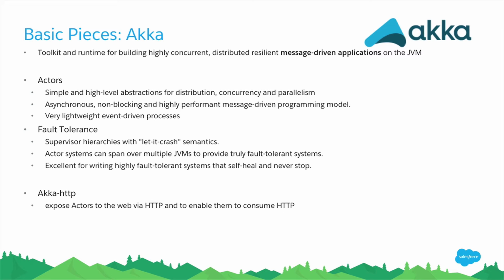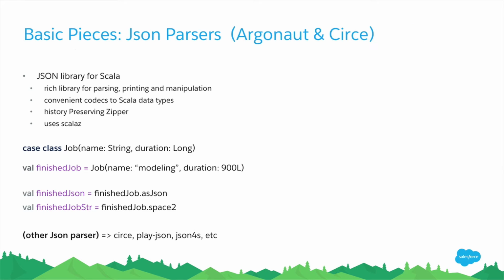Another thing is fault tolerance. It allows us to crash if one actor fails, but still not affect the whole system. Then the third part is the Akka HTTP, which allows us to expose these actors to the web. Because if you have multiple services, you're going to have to talk with them over APIs, and the Akka HTTP is a very simple and efficient way of doing this.